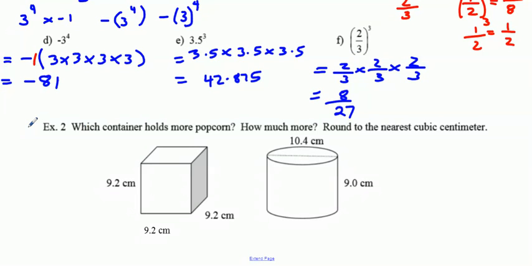All right, we're going to do this word problem now. Which container holds more popcorn? How much more? Round to the nearest cubic centimeter. Cubic centimeter means centimeter cubed. All right, this is obviously a cube because all of the side lengths are the same. This one obviously a cylinder.